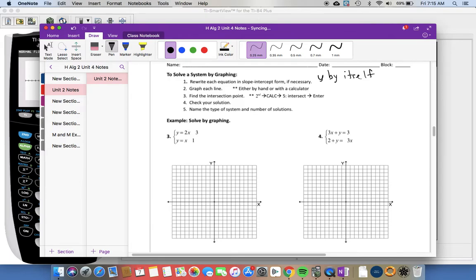Second thing, graph each line either by hand or with a calculator. We're going to do it by hand first, and then I'll show you how to do it with the graphing calculator second. We're going to find the intersection point, and so the way to do that on a calculator is second calc, intersect, and press enter.